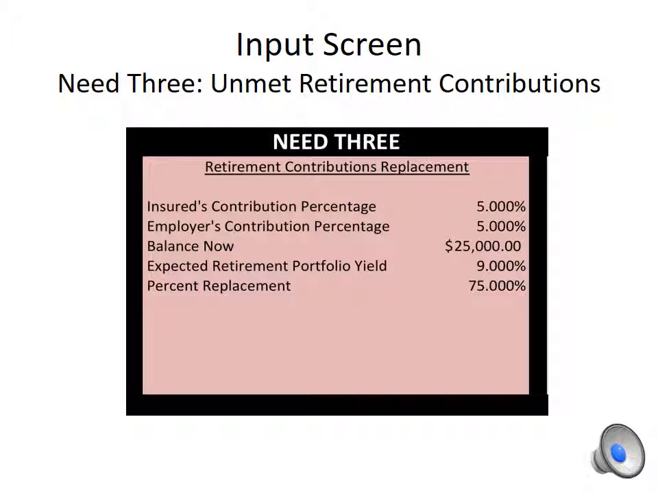Now let's look at the input screen. In my example, the insured and her employer each contribute 5% of her salary each year to her retirement plan. There's $25,000 in the plan right now, and the retirement portfolio is expected to yield 9% per year going forward. Finally, the insured and spouse have indicated that 75% funding will be adequate, meaning if we're planning on retiring on $2 million together, $1.5 million will be the appropriate amount for the spouse alone.